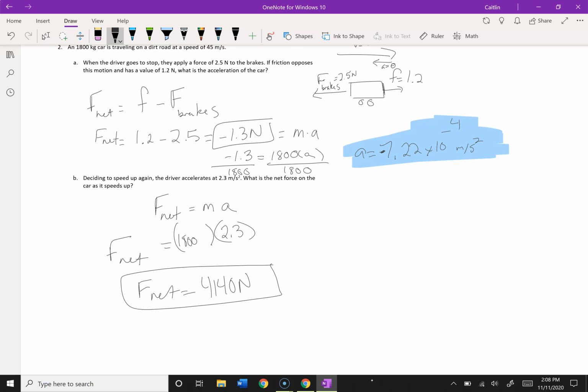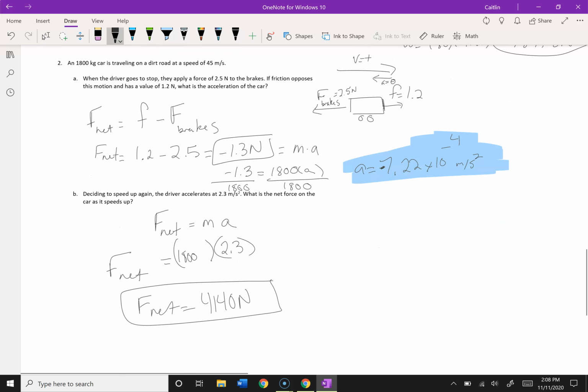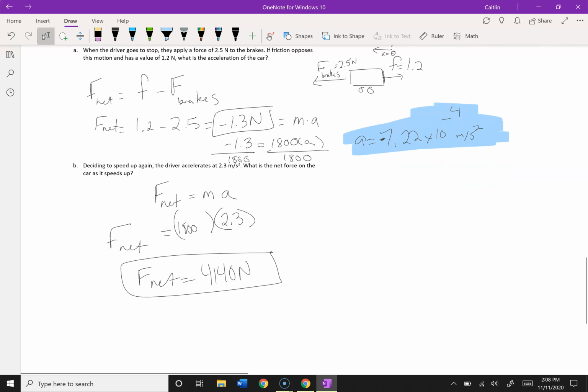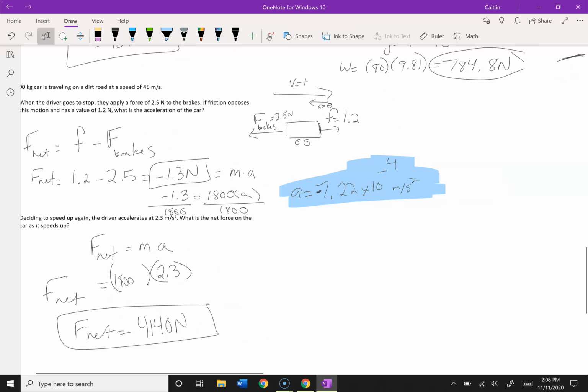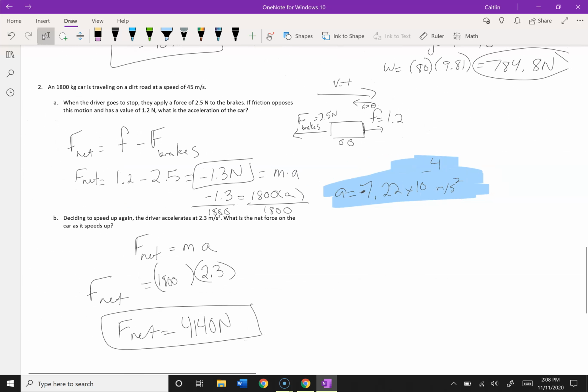a very large number. Okay, so the acceleration value on the car is very small when it's trying to brake, but it's very large when we're trying to speed it up at this much faster speed. And that's just a brief introduction to identifying our forces.